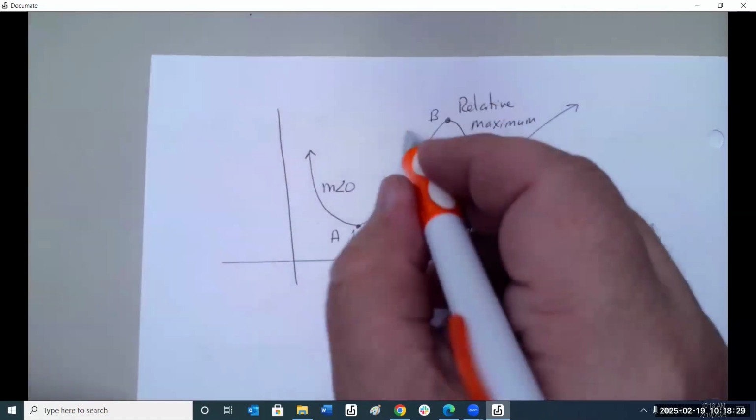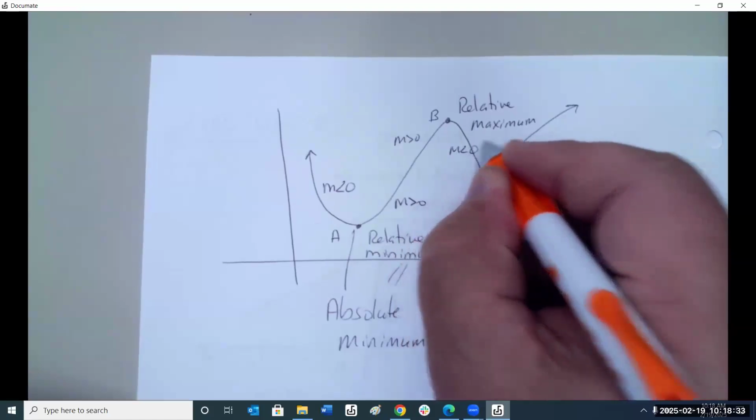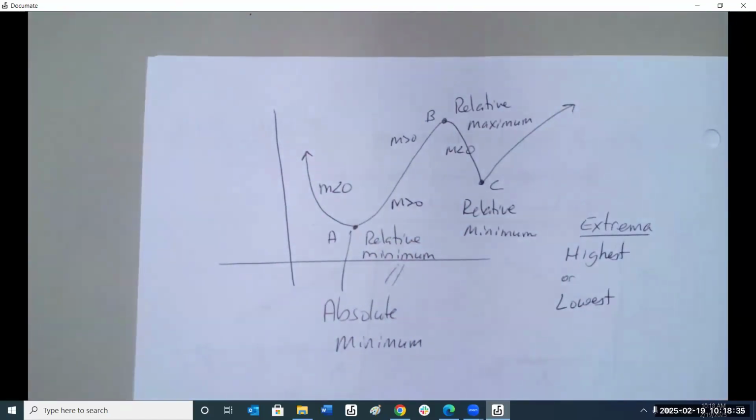For a maximum, we have a positive slope on the left, negative on the right. So it has to go up and then down. Think of a roller coaster, the highest and lowest points of a roller coaster. Going to the lowest part, you go down and then back up.